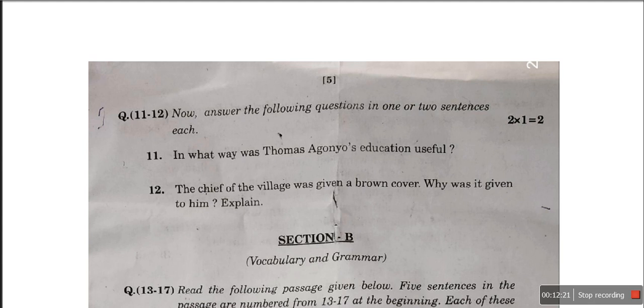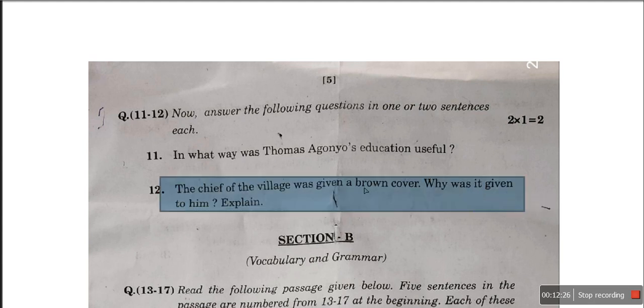The next question here: the chief of the village was given a brown cover. Why was it given to him? Of course you know very well. Some money, some currency, was kept in the brown cover and given to the village headman, so that he could manage some official things, some issues related to these things in the village. That's why it was given to the village headman.